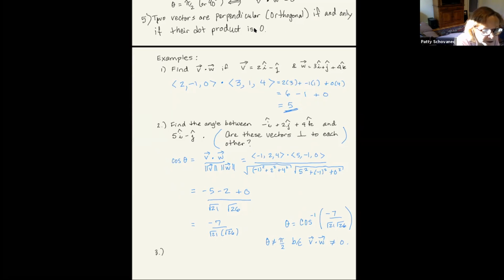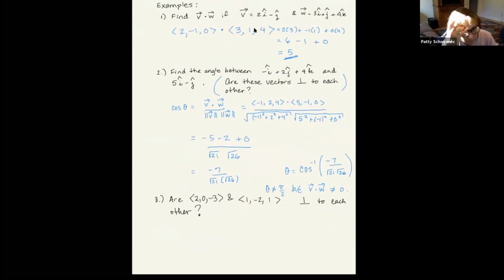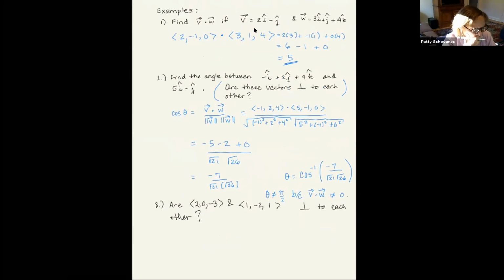Number 3, we want to know are the vectors 2, 0, negative 3, and 1, negative 2, 1 perpendicular to each other. So we take their dot product and look at the size of the dot product. Here we go. 2, 0, negative 3, dotted with 1, negative 2, 1. So I take 2 times 1 is 2. 0 times negative 2 is 0. Negative 3 times 1 is negative 3. So we get negative 1, and so the answer to our question is nope. Nope would have been had I put a negative 2 here.